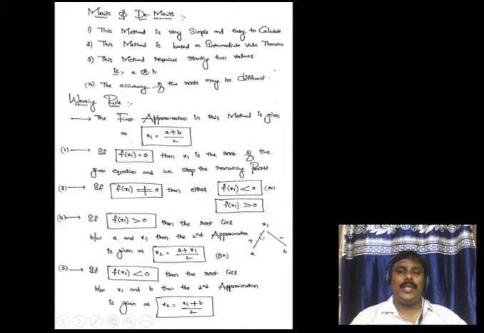then the root lies between a and x1. Then the second approximation is x2 equal to a plus x1 by 2. Or if f of x1 is less than 0, then the root lies between x1 and b, and the second approximation becomes x2 equal to x1 plus b by 2. So this is the working rule of the bisection method. Now we are going to see the problems.